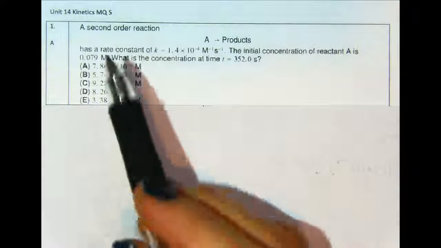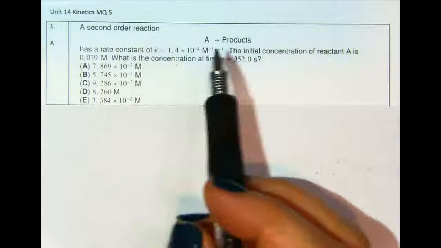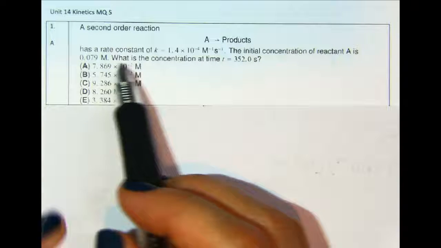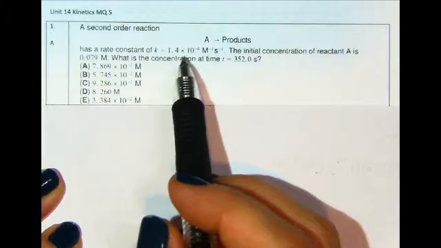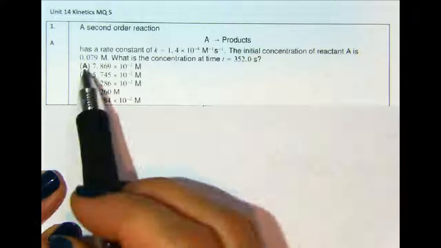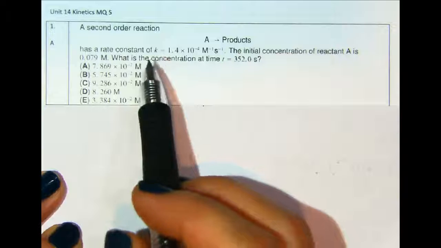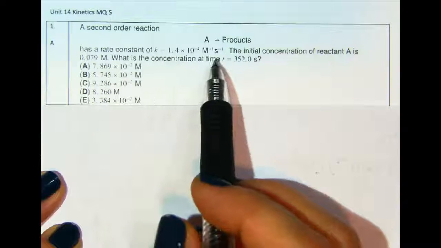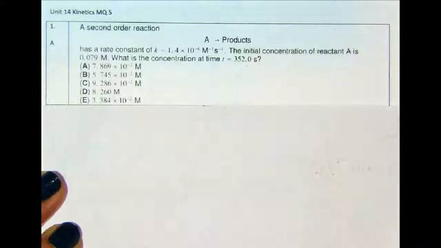So number one, we have a second order reaction where A goes to products, and it has a rate constant k of 1.4 times 10 to the negative 4, an initial concentration of 0.079 molar. What is the concentration at time 352.0 seconds?